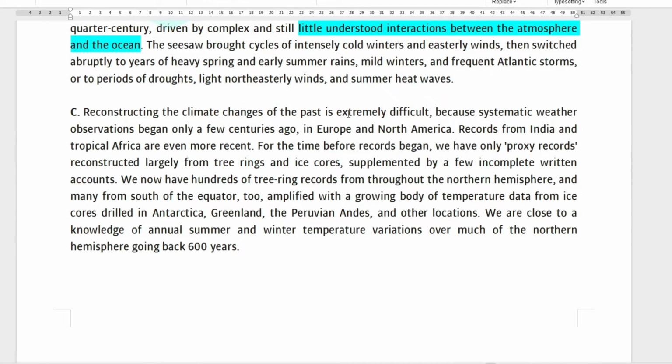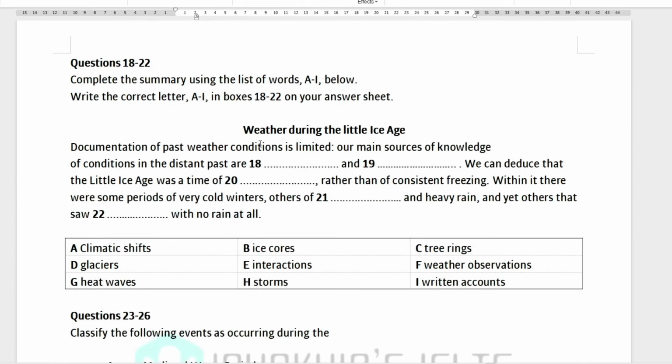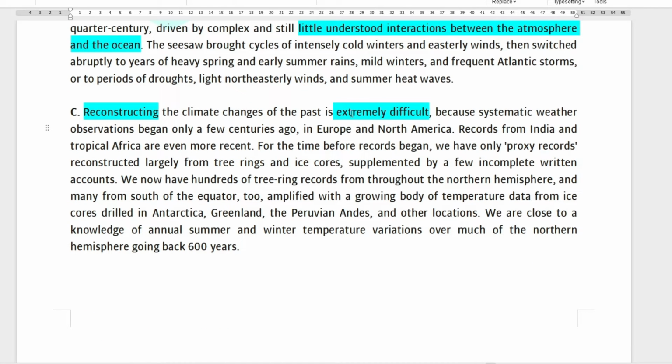Reconstructing the climate changes of the past is extremely difficult. Reconstructing something about the past is extremely difficult. Because systematic weather observations began only a few centuries ago in Europe and North America, records from India and tropical Africa are even more recent. I can probably find something here. The documentation of past weather conditions is limited. So limited means extremely difficult. All right. Records from India and tropical Africa are even more recent.